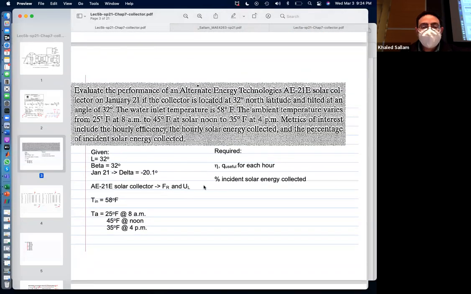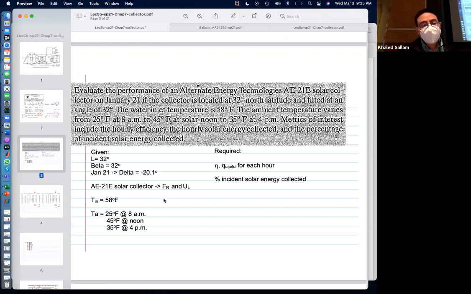This is done every hour. This is the old method. The new method is going to be next. It's called F-chart, but this is the old style. What's the old style? Let's calculate the efficiency and Q useful for every hour of the day. So in order to calculate this for every hour of the day, I need the equation, the efficiency.